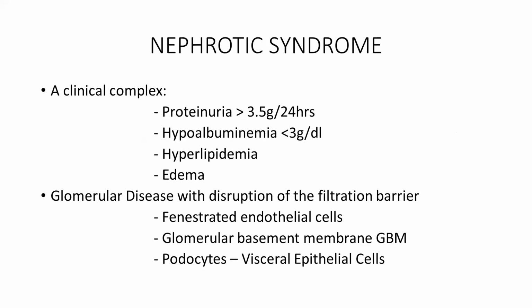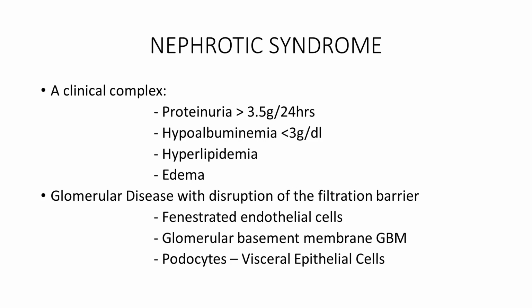Now, nephrotic syndrome is a clinical complex. You see, whenever the word syndrome is used, it means a group of clinical features. It is a clinical complex composed of proteinuria, which is usually more than 3.5 gram, or more than 3 gram, per 24-hour urine collection. Hypoalbuminemia: whenever there is proteinuria, the albumin level in the blood goes down. It is less than 3 gram per deciliter.